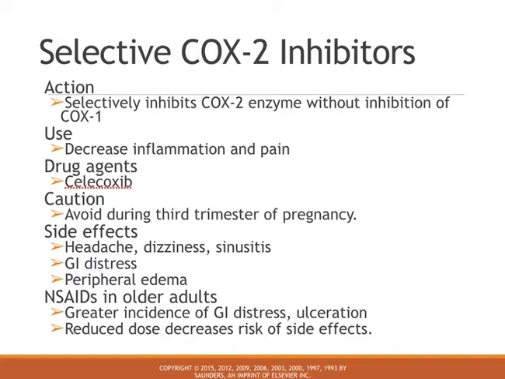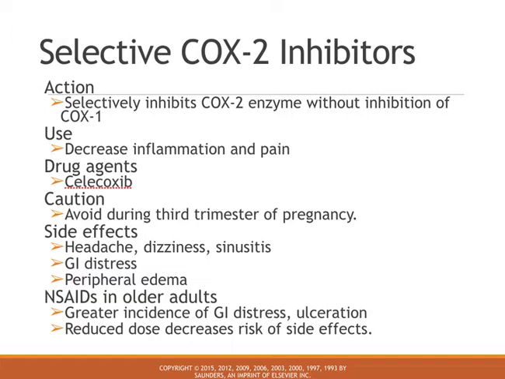Celebrex is a common drug of this classification. Again, we want to avoid it in the third trimester of pregnancy. It has some side effects. You can still have that GI distress. You can also have headache, dizziness, sinusitis, and some peripheral edema.